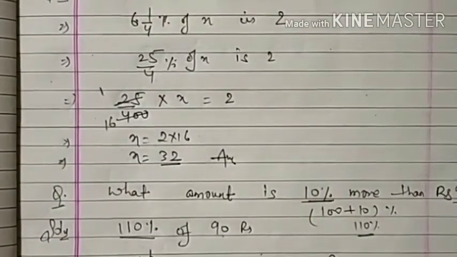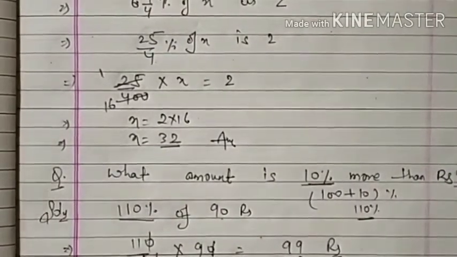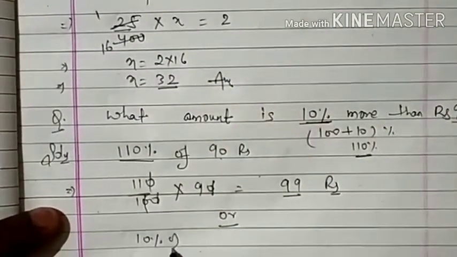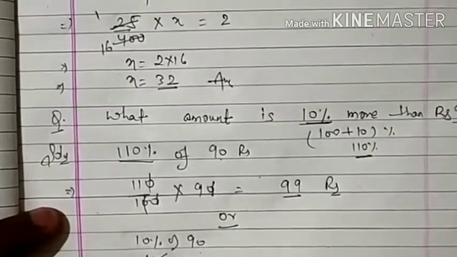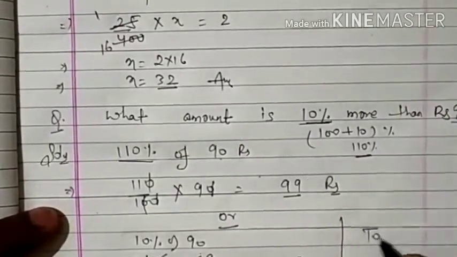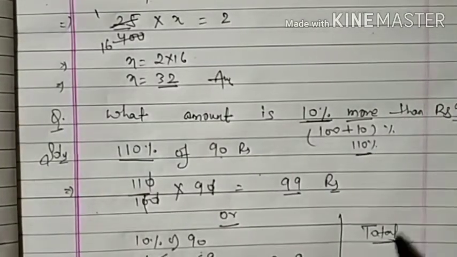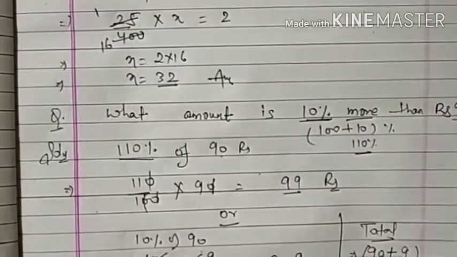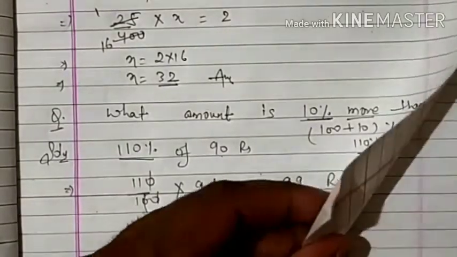I hope it is clear. Or simply we can find the 10% of 90. What is 10% of 90? That is 10 by 100 into 90. 10 10 ja 100 and 10 9 ja 90. So 10% of 90 is rupees 9. What will be the total? It is asking more than 90, so the total will be 90 plus 9, which is 99. I hope it is clear. You can solve it with both methods.